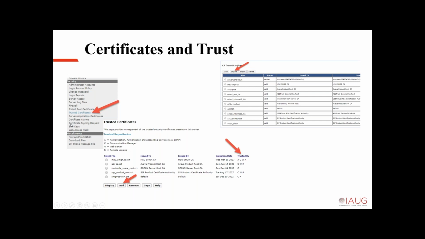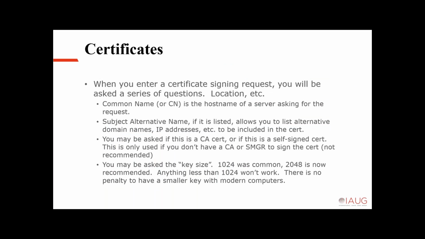You'll notice over here on the left-hand side, there's also certificate signing request. When you click on that option, it's going to give you a form to fill out to sign that request. You'll be asked a series of questions. Pretty much this list of questions is going to be the same for every application you're using, whether it's IIS on Windows, whether it's an Avaya product, even Cisco products. The questions they ask are exactly the same.